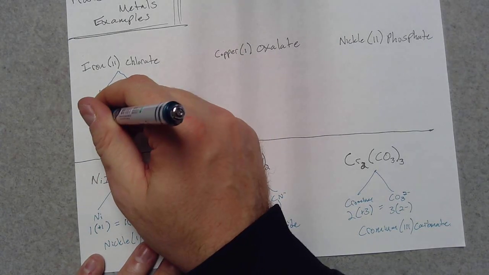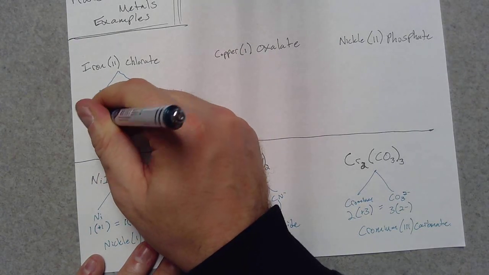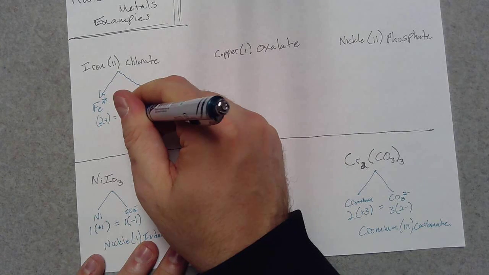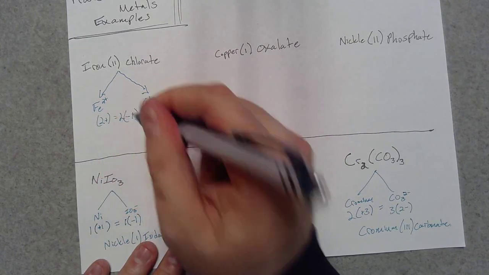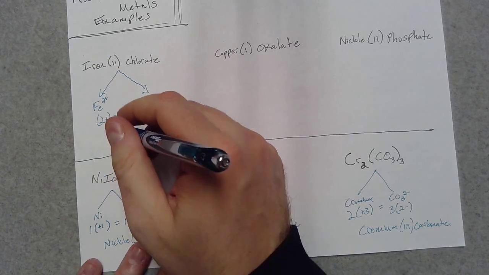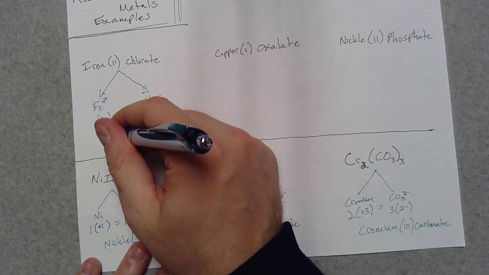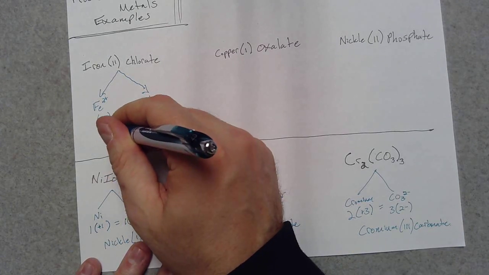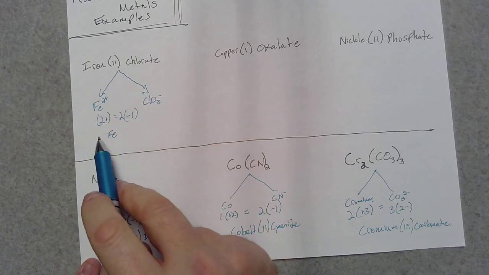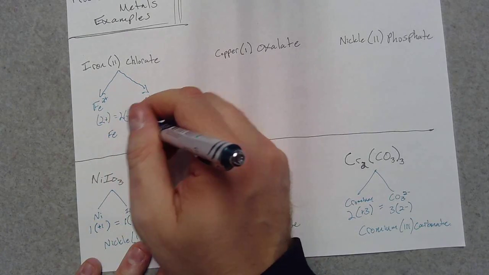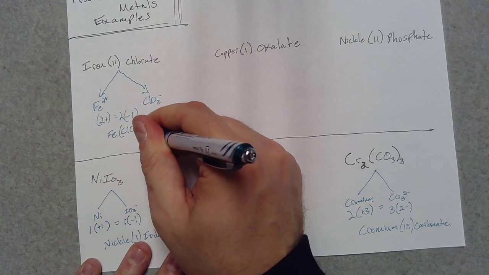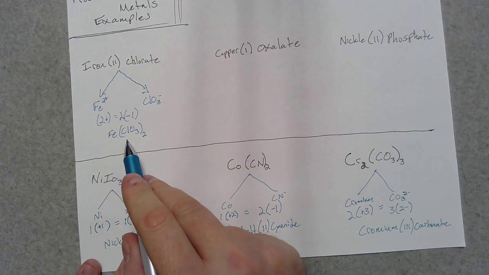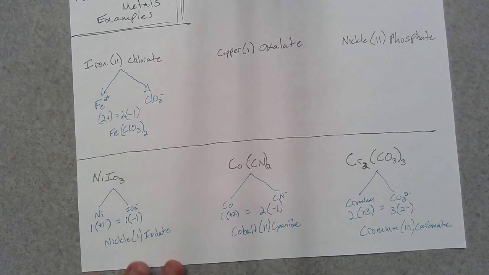So I have a 2 plus. It's got to equal a minus 1 for this group. I'm going to need 2 of these things, right? So let's balance it out. So it's got to be Fe. Fe is fine. I didn't put anything out front. And then I've got this ClO3, but I did have an extra one, so I've got to put it in those parentheses to say I have more than one of those groups.